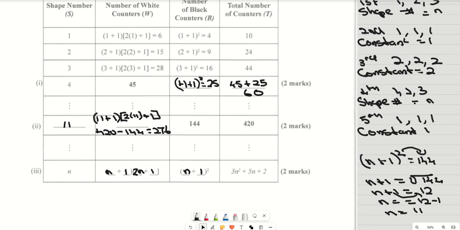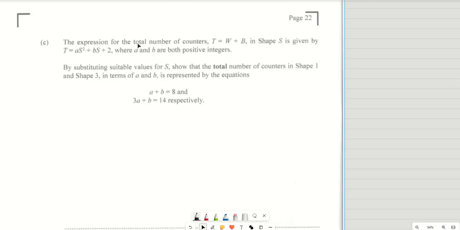And that is how the expression of the total number of counters T is equal to W plus B in the shape S is given by: total is A to the power of S squared plus B to the power of S plus 2, where A and B are both positive integers. By substituting the values of S, show that the total number of counters in shape 1 and shape 3 in terms of A and B is represented by the equation like this.